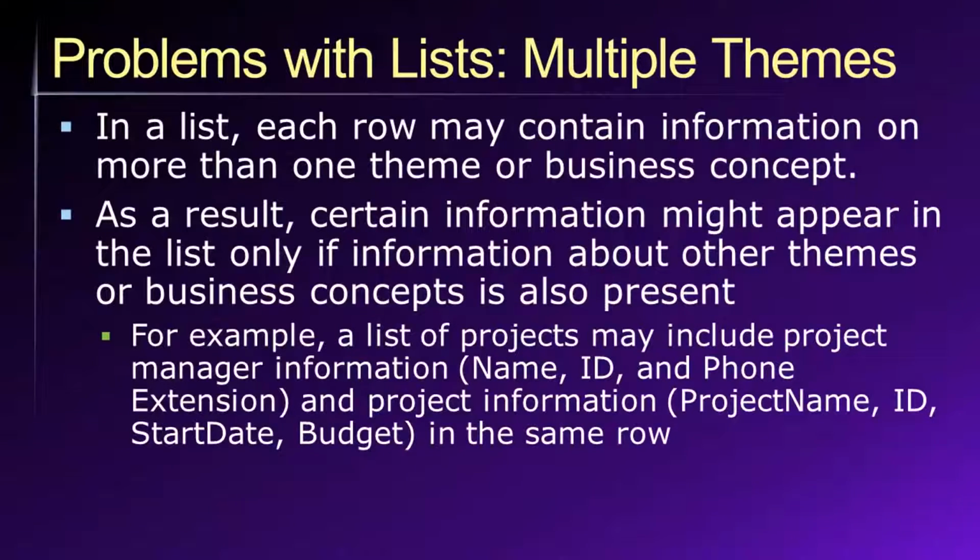Another problem with storing data in a list is that the list of data may contain more than one concept or more than one theme. I want you to remember this idea of a business concept because we will see it again and again throughout our course. A business theme or concept refers to a number of different attributes or properties that are all naturally related to one type of business entity. An example might be an employee. An employee is a business concept. Employees have different attributes that we may want to track for each employee in our organization.